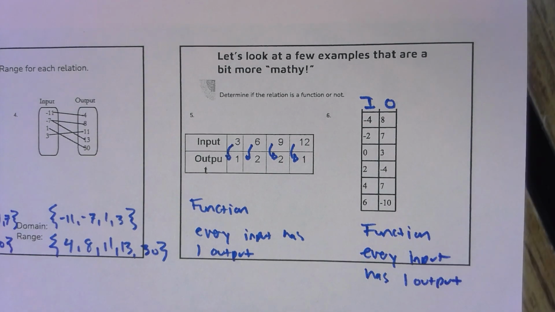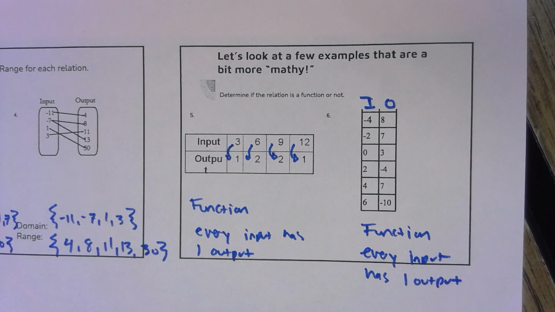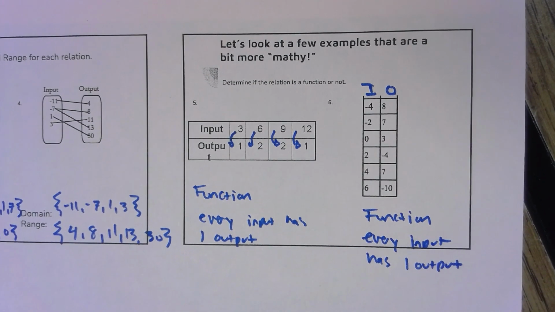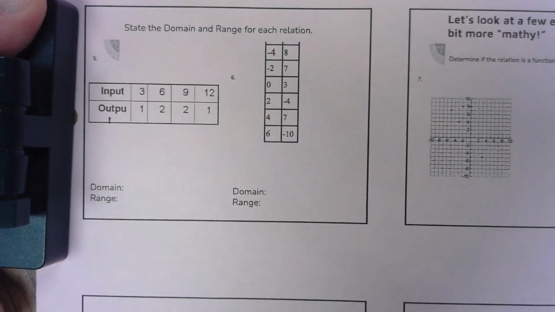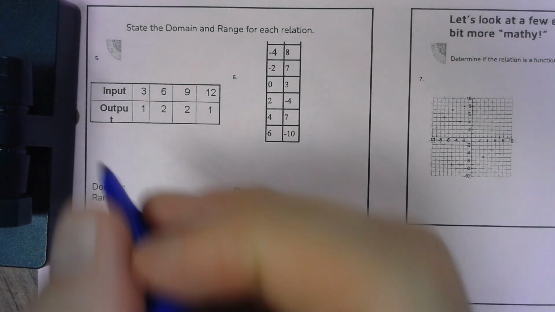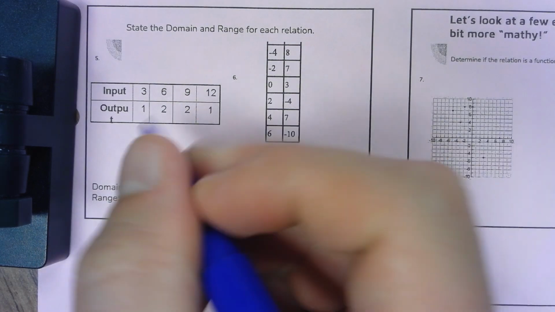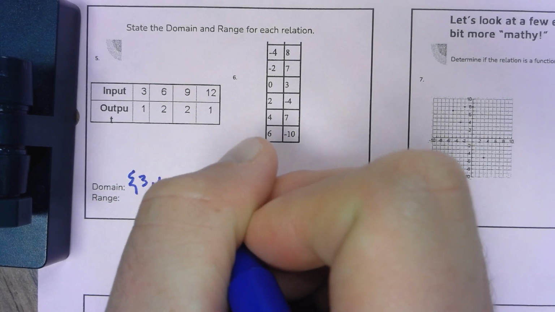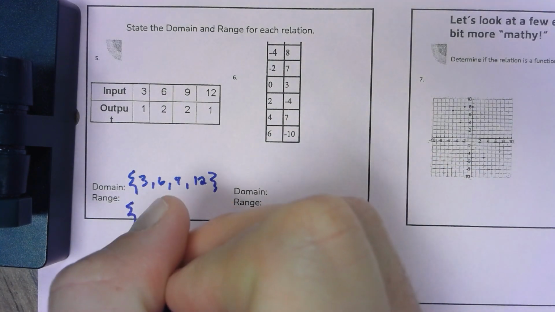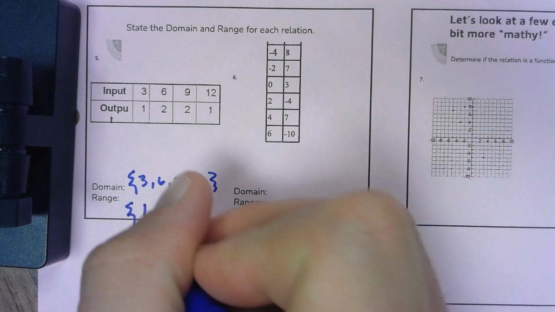All right. Moving on to just stating the domain and range. Nothing changes there. Okay, we'll just do this for 5, and then we'll skip 6. For 5, if I want to list the domain, I'm just listing all the inputs. So 3, 6, 9, 12. All the outputs for the range, 1 and 2.